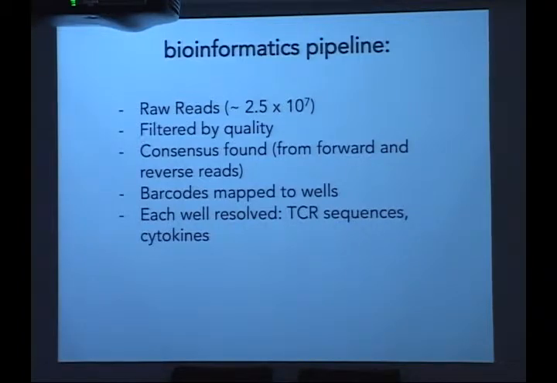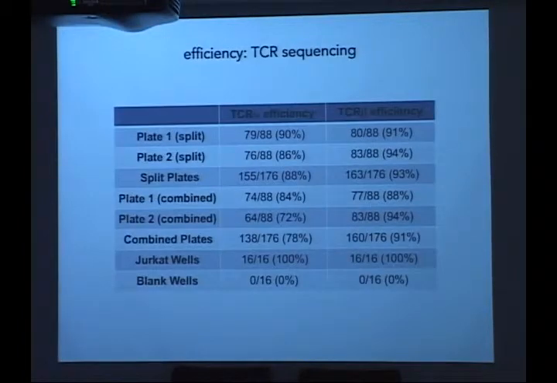So we got this working quite well, and we're actually very highly efficient. So the paired TCR sequencing works at about 90% efficiency. We get 90% efficiency on TCR alpha and beta, which I think as far as we know, is the highest reported efficiency for single-cell TCR sequencing.